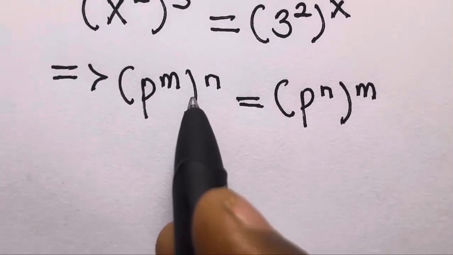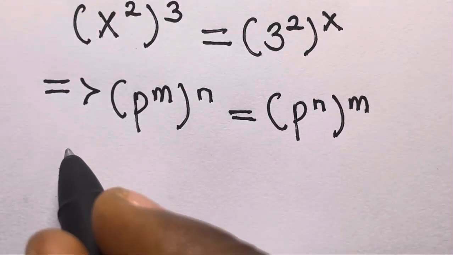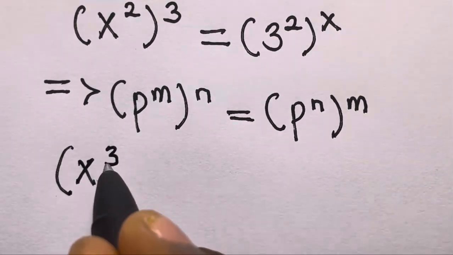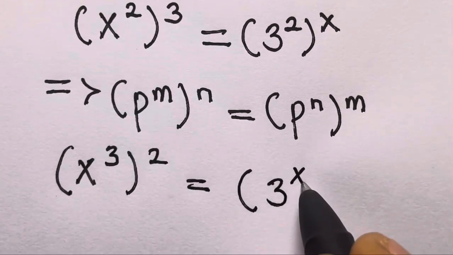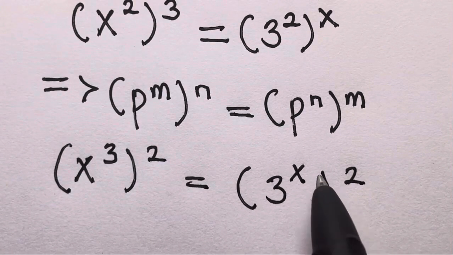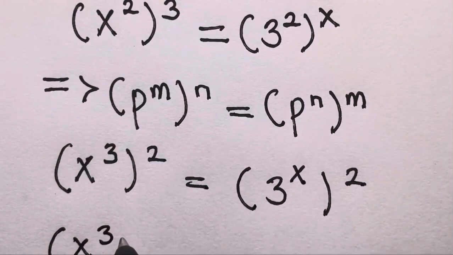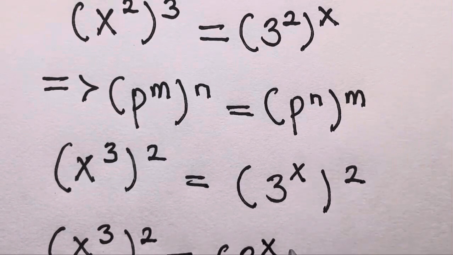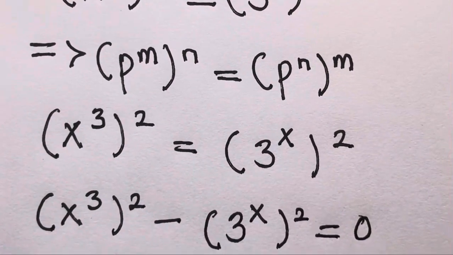So this becomes 3 raised to x, raised to power 3, squared, equals 3 raised to power x squared. All right, so we can transfer this to this side. So we have x raised to power 3, squared, minus 3 raised to power x, squared, equals 0.